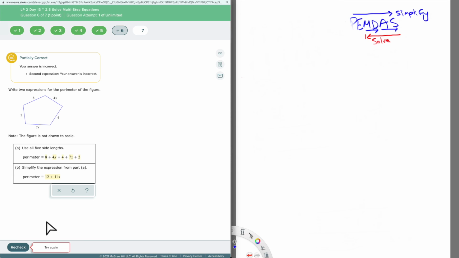Oh, that should be 14. Sorry about that. 14, not 12. 8 plus 4 plus 2 is 14. I don't know why I put that to 12.